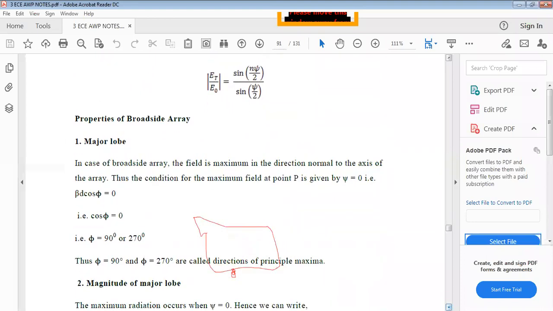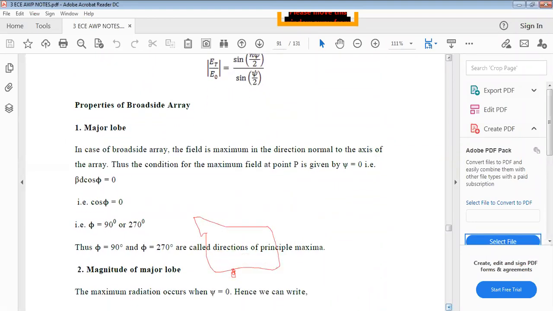Okay, major lobe. What we observed from the definition of broadside array is that the maximum radiation occurs perpendicular to the axis of the array. The maximum radiation and the major lobe are always perpendicular to the main axis. That is the point here, and we have to prove the same also.